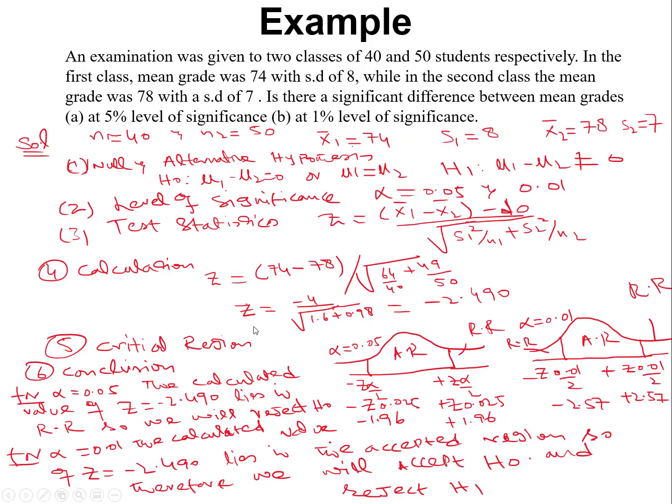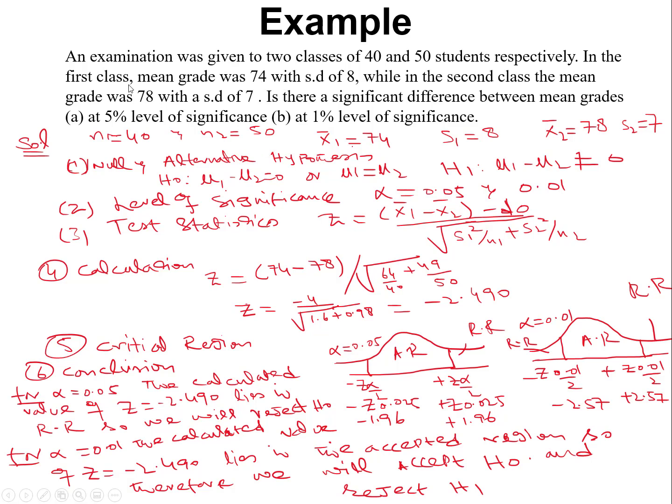In order to further clarify this concept, I am just going to show you a very simple example. An examination was given to two classes of 40 and 50 students respectively. So there are two classes. In one class there are 40 students and in the other class there are 50 students. So now this is two types of data. One n1 is 40, the other n2 is 50. In the first class, the mean grade was 74.